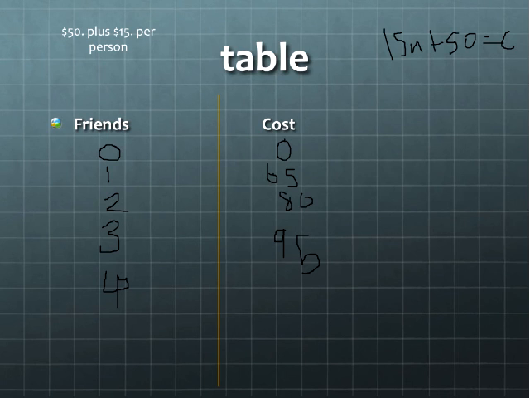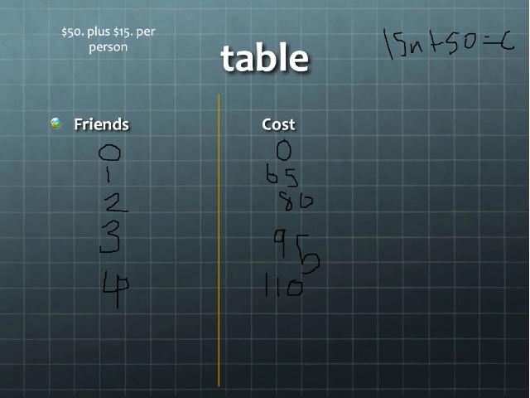Stephen's finding out how terribly hard it is to use these tools. So 4, we do 15 times 4. And by now you might even need your calculator to figure that out. But 15 times 4 is 60 plus 50. So here he goes, 110. That's excellent. So that is how we do a table of values.